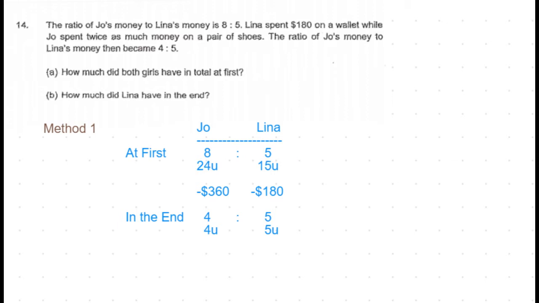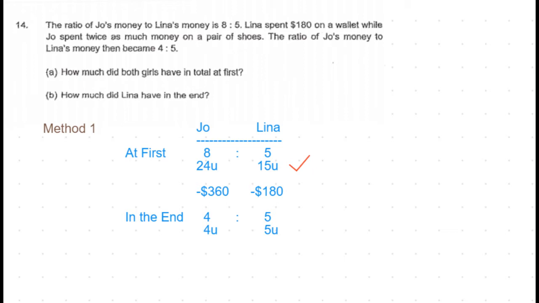Now here, the same 8 is to 5 ratio, we are assuming it to be 24 units and 15 units for Joe and Lina. So Lina's money has reduced from 15 units to 5 units, which is 10 units. And Joe's money has reduced from 24 units to 4 units, which is 20 units. So if 10 units is equal to $180, 20 units is equal to $360, exactly twice. So yes, this is the correct number of units.